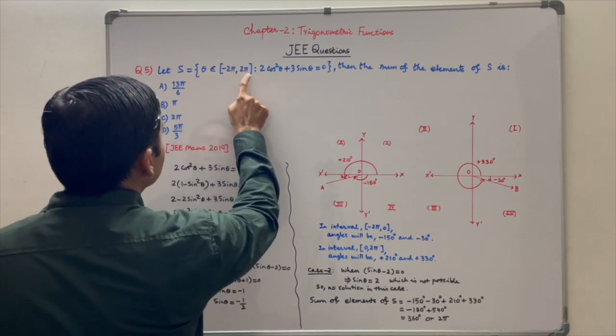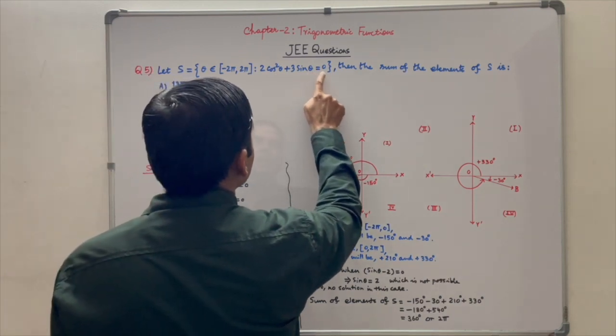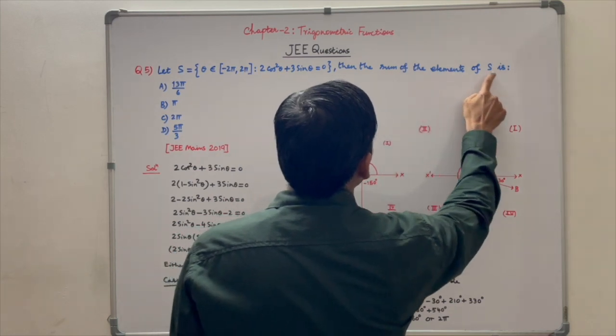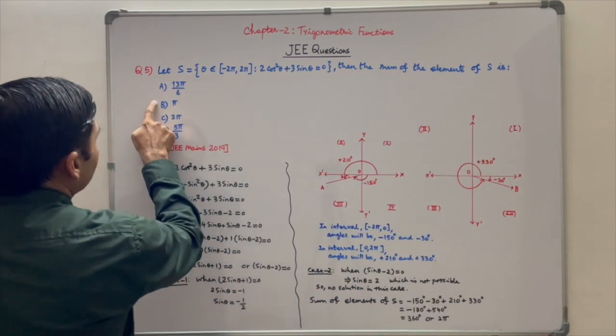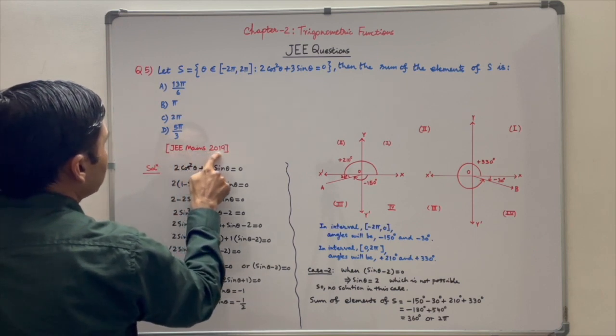Fifth question: let S be the set of all theta where theta lies between -2 pi to 2 pi such that 2 cos²theta + 3 sin theta = 0. Then the sum of the elements of S is. These are the options given. This question appeared in JEE Mains 2019.